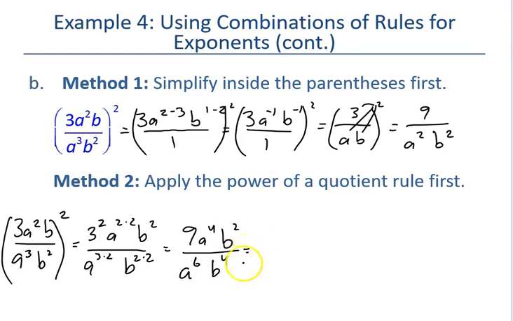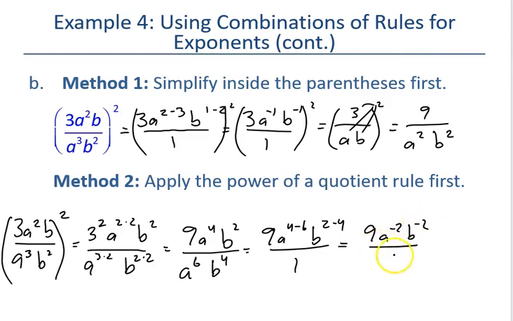Now we can use our quotient rule, which is going to give us 9a to the 4 minus 6, b to the 2 minus 4. For right now, I'll put a placeholder of 1 over that because I can already tell I'm going to get some negative numbers here. So I continue on and I've got 9a to the negative 2, b to the negative 2 all over 1, which, going with our negative exponent rule, gives me 9, a squared and b squared. Notice either way works out just fine.